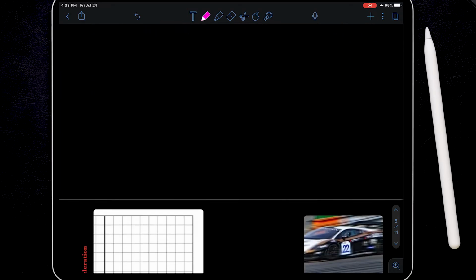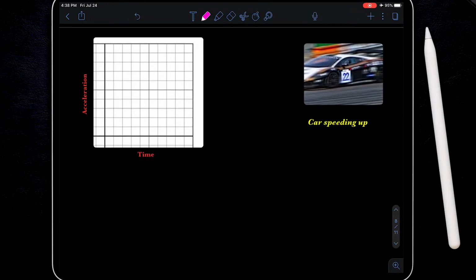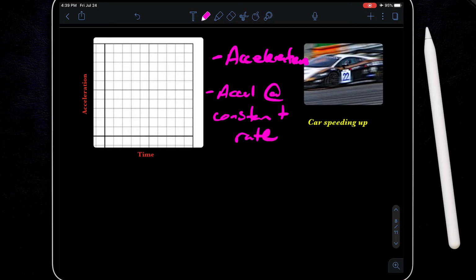But what if you had the car that was speeding up? Well, this, like we've been saying for a while, is acceleration. What does that mean? So we're going to assume that it's accelerating at a constant rate. So it's got a certain acceleration and it keeps accelerating at that rate. Well, what would that look like? Well, it would honestly just look like this right here. So this is what constant acceleration looks like on an acceleration versus time graph. It's just a flat line.